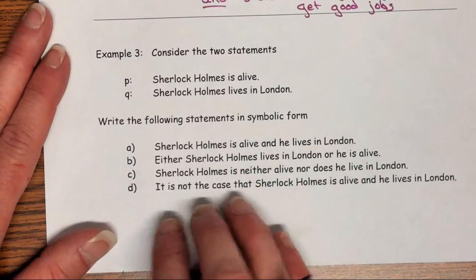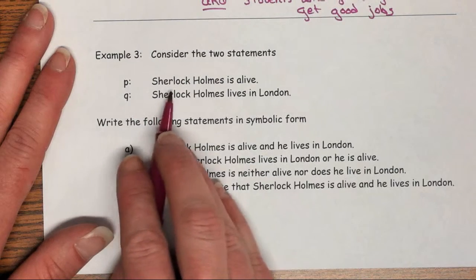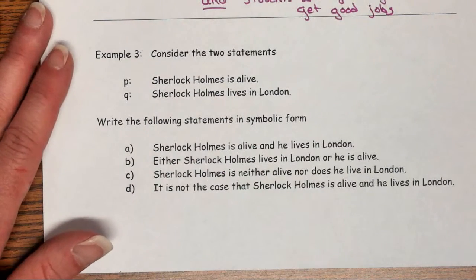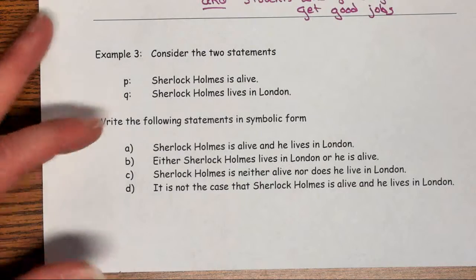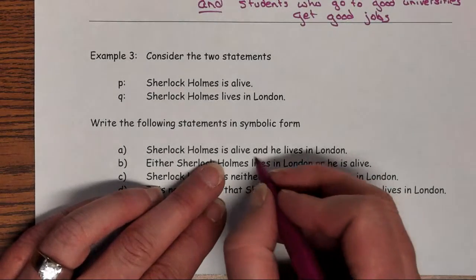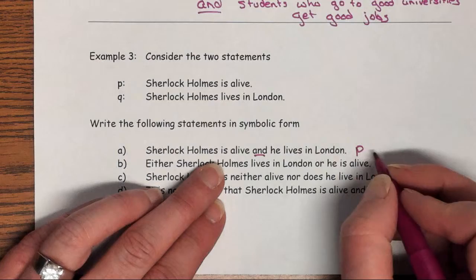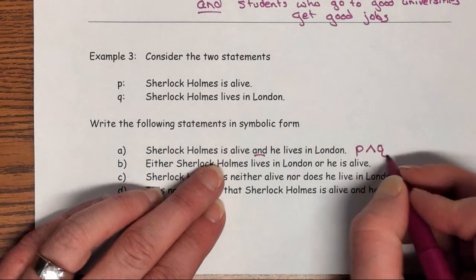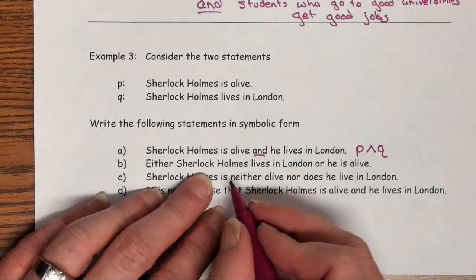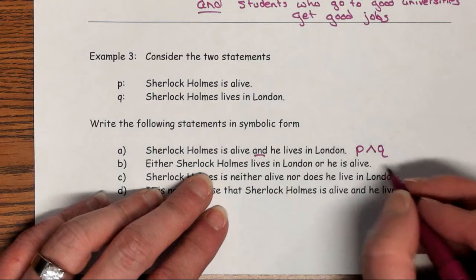So what if we're given the statement and want to write it symbolically? So P is that Sherlock Holmes is alive. Q is that he lives in London. Sherlock Holmes is alive and he lives in London. So that would be P and Q. Either Sherlock Holmes lives in London or he's alive.